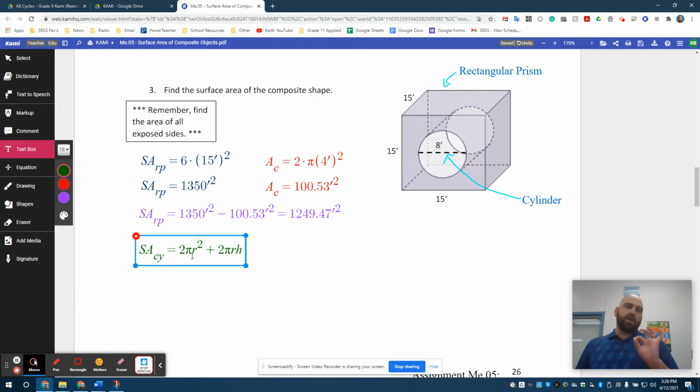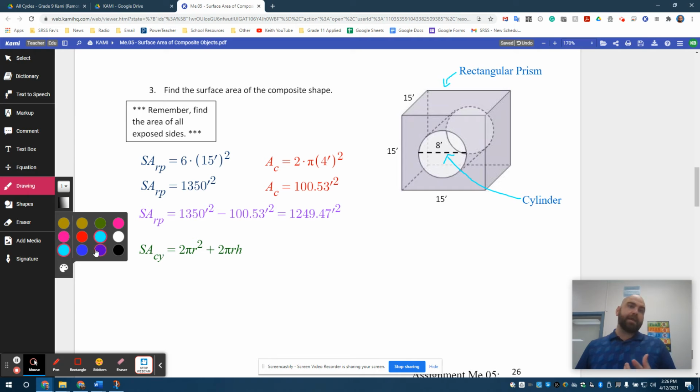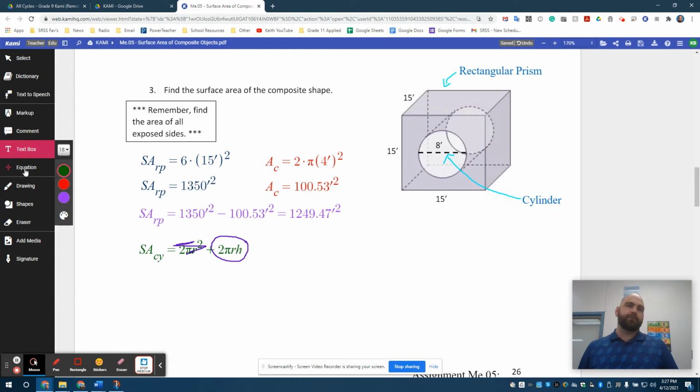This cylinder has two parts. The 2 pi r squared are the front and the back, or the top and the bottom of our cylinder, which we don't have in this case. So if we recognize that, we can remember that we don't have to find that part. We just need the lateral area of the cylinder.